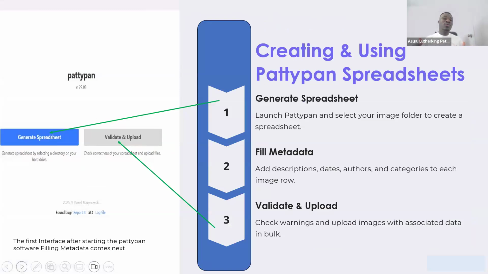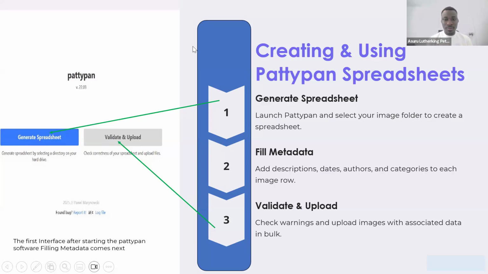And so I'm taking you now to what the PattyPan page looks like. This is what it's like when you want to start the PattyPan process. On your left, you see generate spreadsheet and validate upload. That is what the PattyPan interface looks like. And this was the March 2022 version of PattyPan, which has been in use and maintained until the new version came out just February this year, 2026. So this is what the landing page of PattyPan looks like.